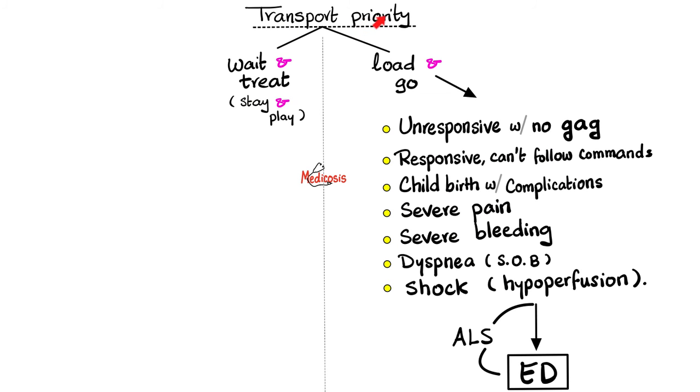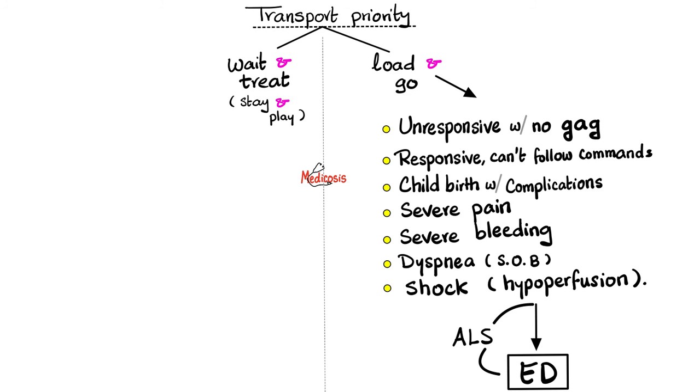Again, transport priority. The patient is either wait and treat or load and go. Stay and play or grab and go. When should you load and go? Unresponsive with no gag reflex, responsive but cannot follow commands, childbirth with complications, severe pain, severe bleeding, dyspnea, and shock.